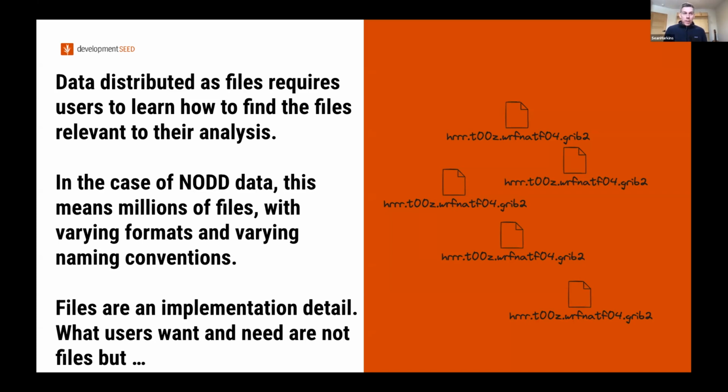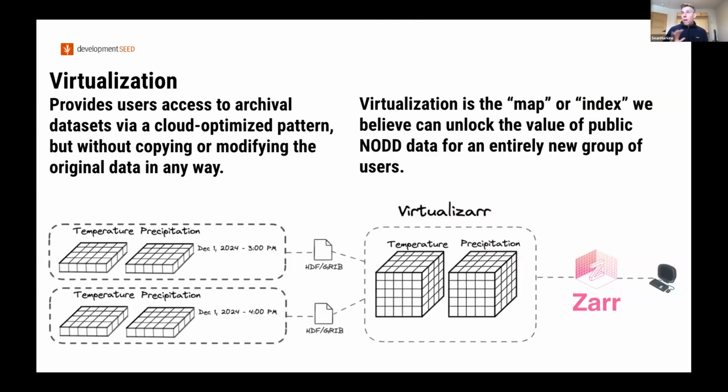But in the case of gridded data sets, users want one step beyond that. They don't want files, but they want a virtual Zarr archive, like we talked about before. They want a single cohesive data set that represents all the underlying files as a single data cube that they can work with in a consistent way.